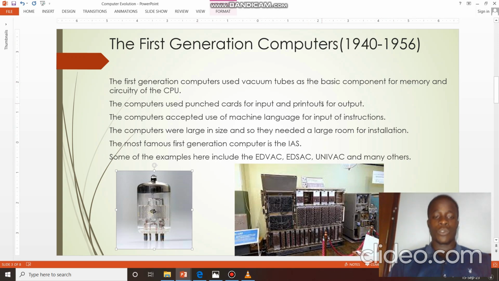For input and output, computers used punched cards and printouts respectively. The computers accepted machine language for the input of instructions. The computers were very large in size, so they needed large rooms for installation. The most famous first generation computer is the IAS. Some examples of first generation computers included the EDVAC, the EDSAC, the UNIVAC, and many others.